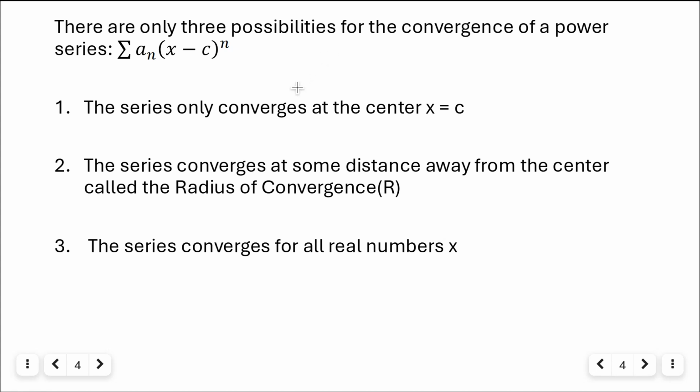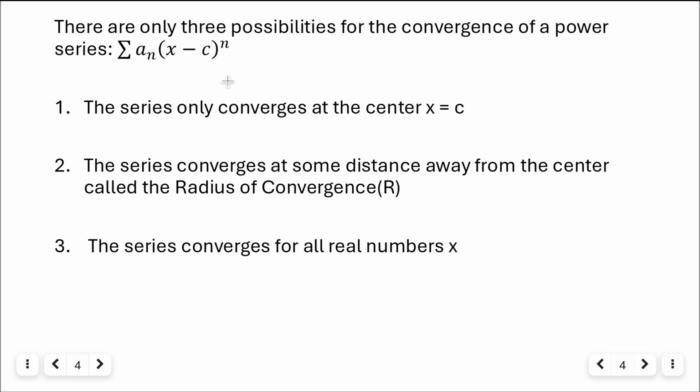All right. So there are three possibilities for the convergence of any power series. Okay. First things first, the series only will converge at the center, x equals c. So c is called the center of this series. We're going to look at some series and their centers momentarily. We're going to go back and check out the three problems that we had up there earlier and talk about the center of that series.